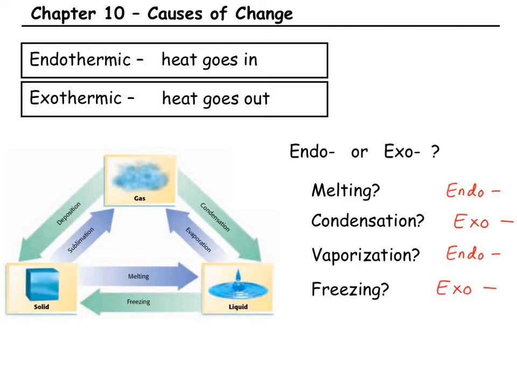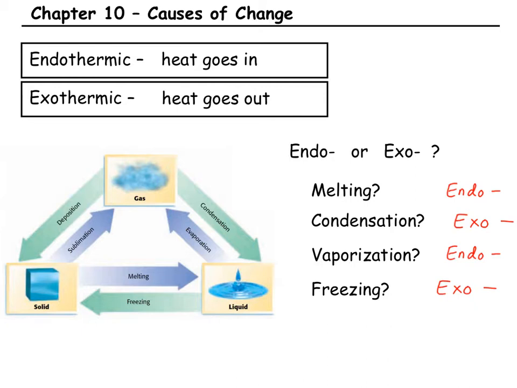Hello everyone. In this video I want to talk a little bit more about the concept of endo versus exothermic. Now, simply put, endothermic means that heat goes in and exothermic means heat comes out. And we could apply this to a lot of different situations. Probably the simplest is just a phase change or a change of state from solid to liquid and liquid to gas and that kind of thing here.